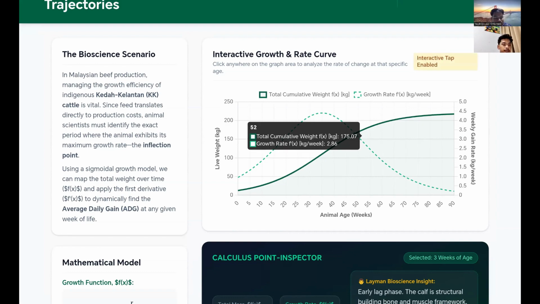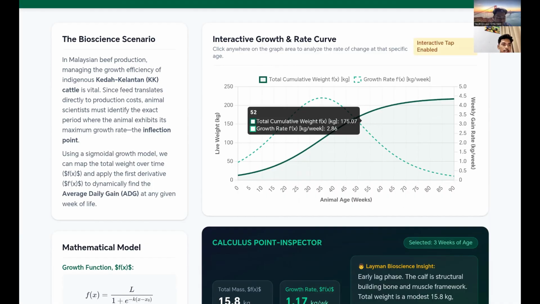Then there is the impact on resource allocation. It allows for data-driven decisions in local precision farming, ensuring sustainable management of native Malaysian cattle breeds. Now, let's bring the mathematics concept to life using the interactive calculator. I want to walk you through how this could help analyze the life cycle of the Kedah Kelantan cattle based on our group class.